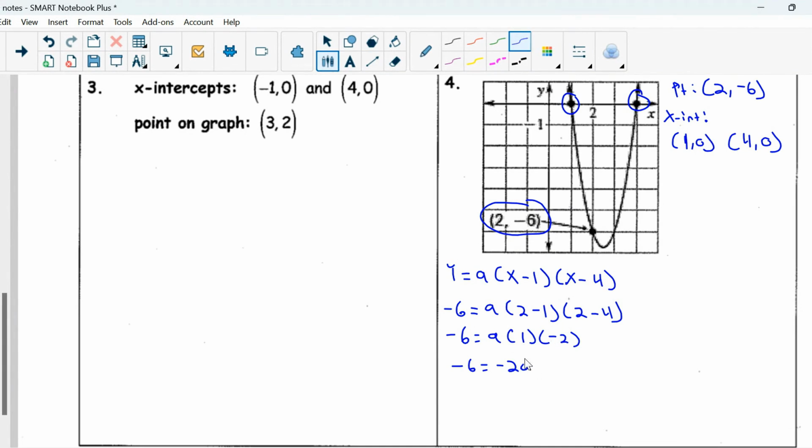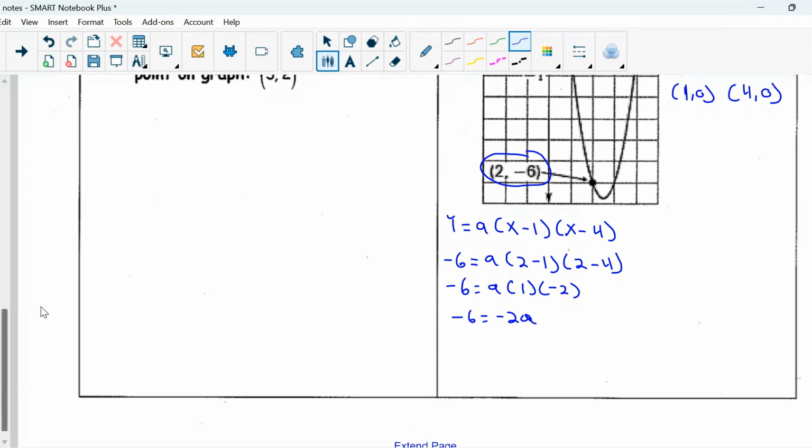negative 2a, which I can solve for fairly easily. Divide both sides by negative 2, and that would give me 3 equals a. So writing this in intercept form, remember we keep our y's and x's. So we've got y equals a, which is 3, times x minus 1 times x minus 4. And that right there is my intercept form.